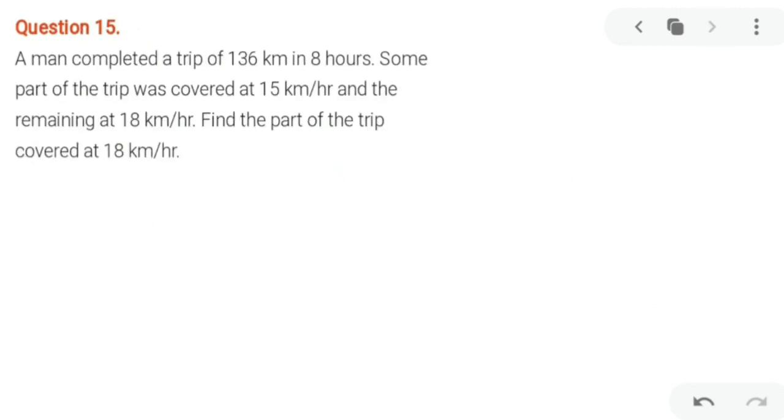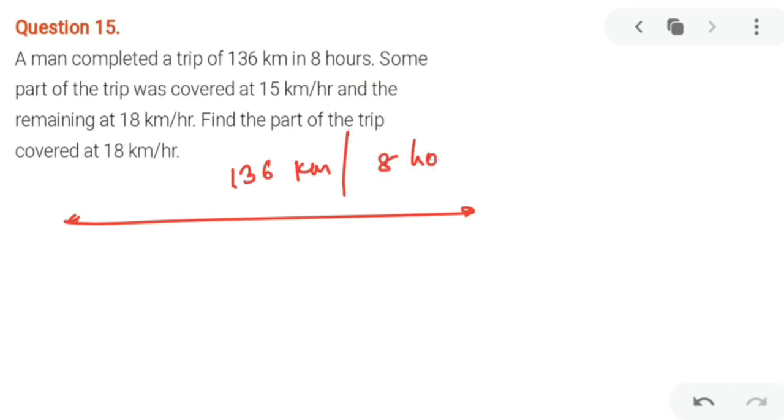And 15 says a man completed a trip of 136 kilometers in 8 hours. So this is 136 kilometers he completed in 8 hours. So the total time is given to you and the total distance is given to you. Some part of the trip was covered at 15 kilometer per hour. Now from here, suppose till here, I'll put it as x kilometer, and he covered it at 15 kilometer per hour. So the distance is given to you and the speed is given to you. And the remaining at 18 kilometer per hour.